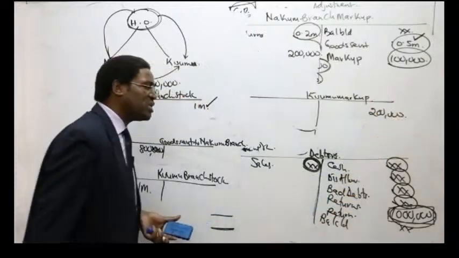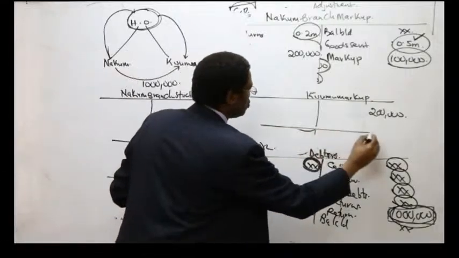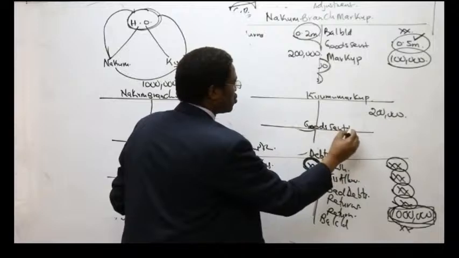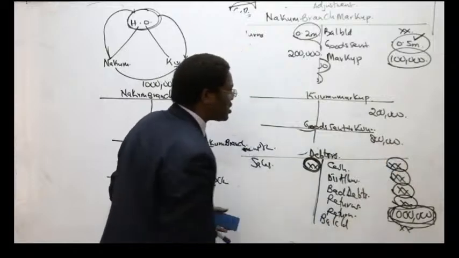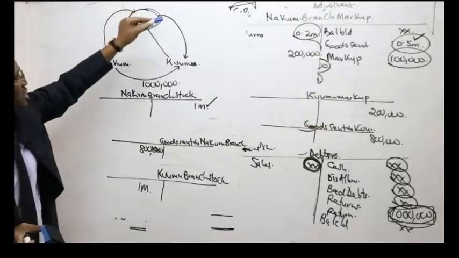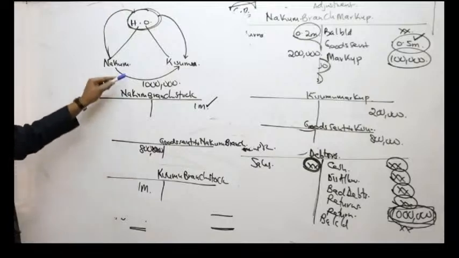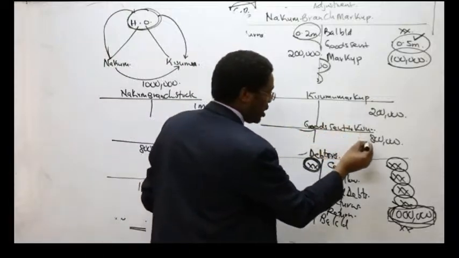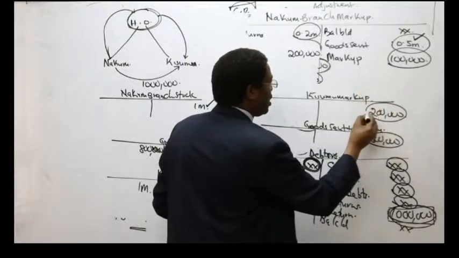And of course, you'll also credit goods sent to Kisumu branch with a cost price of 800. So that's how you record that transaction, that now you record as if the head office is sending them to Kisumu. You debit Kisumu branch stock account at invoice price, credit goods sent to Kisumu branch at cost price, and you credit Kisumu branch markup account with the profit loading.